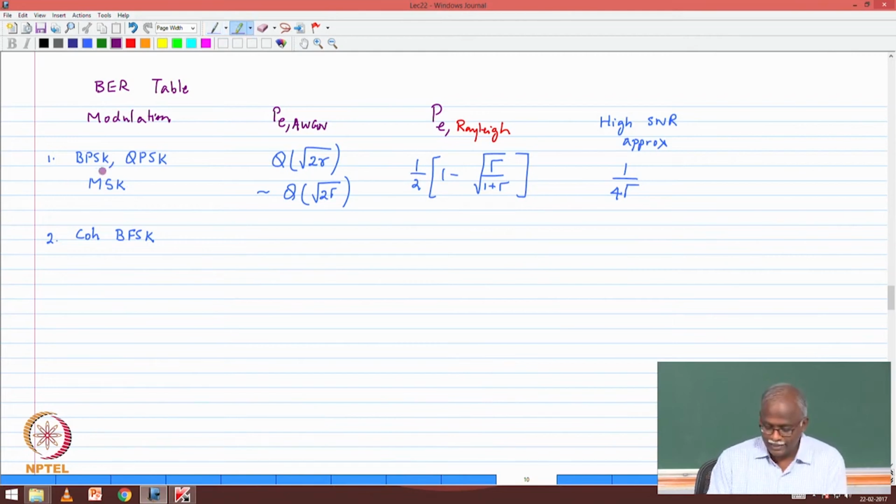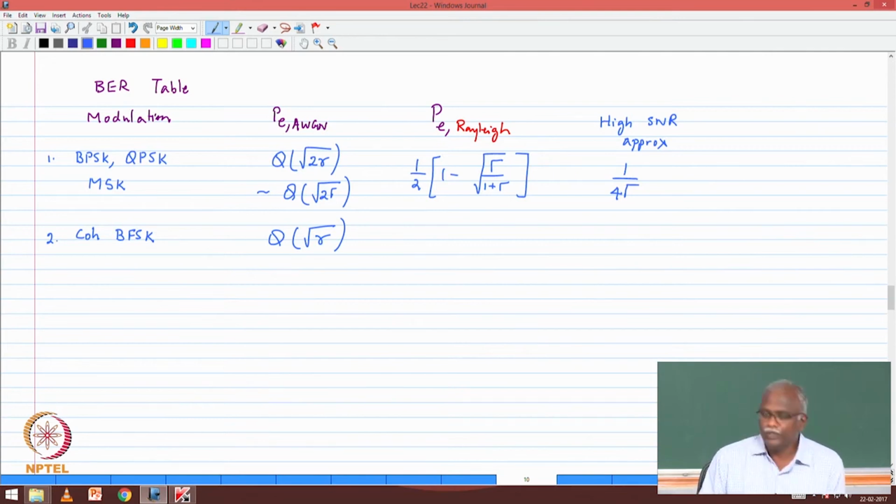Minimum shift keying is the one that gives us the optimum performance. Coherent BFSK is slightly worse than MSK performance. This is given by Q of root gamma. Okay, Q of root gamma. That's the BER in AWGN.